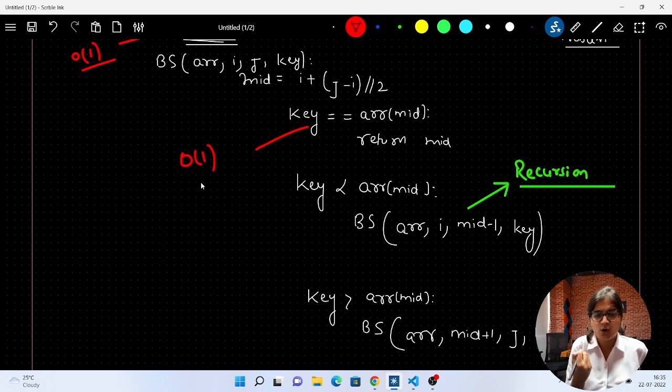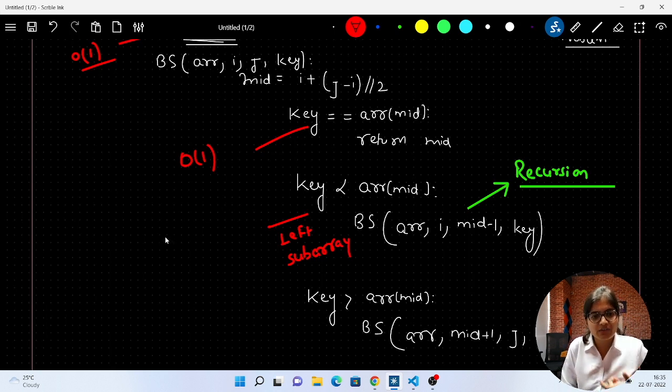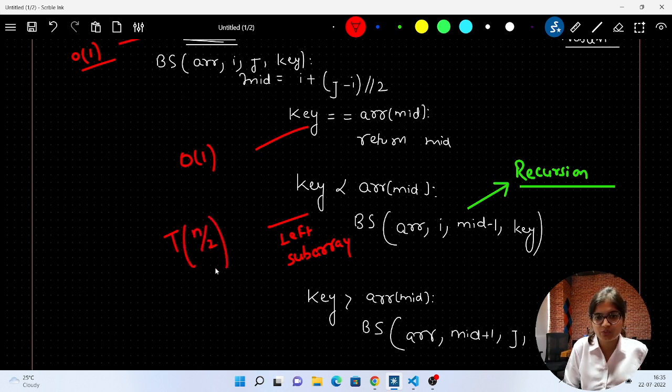It is just taking order of 1 time, which is a constant time. If suppose the key is less than the array of mid, at that point of time, we are saying that go towards the left subarray. Left subarray, right? So it means that we are dividing our main array into 2 halves, either towards left or towards right. So it is a recursive call.